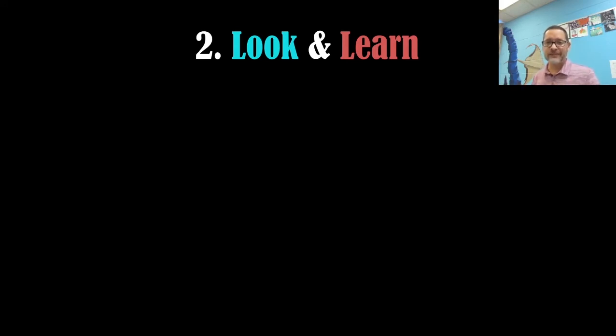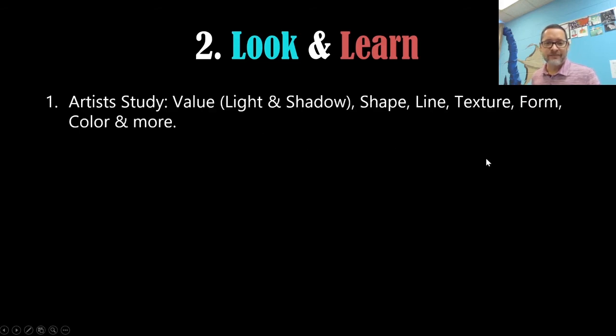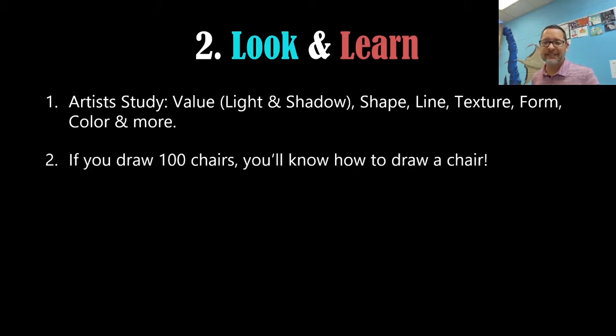We're learning the concepts. And so when we're looking at something and we're learning about it, we're not necessarily going to draw it perfectly, but we're learning. And even if we do draw it well, it's going to help us retain what we're learning. So we study things like value, which is shading, light and shadow, shapes, lines, textures, forms, color, all that stuff. We study those things. Basically, if you draw 100 chairs, you're going to know how to draw chairs because you've drawn 100 of them. It's part of learning and looking at something.